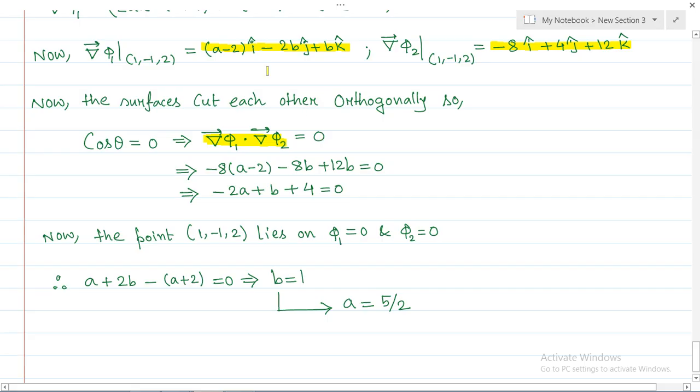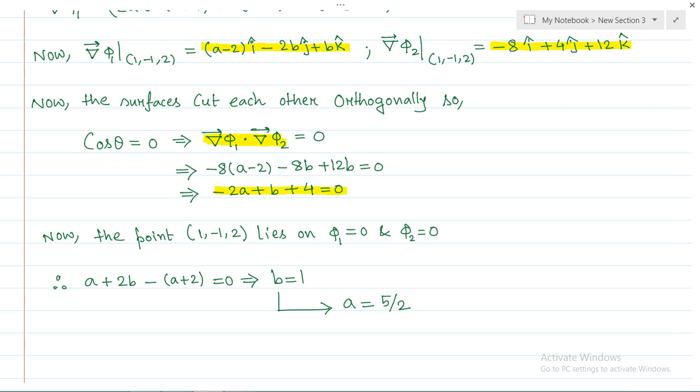So you just take the dot product of grad phi 1 and grad phi 2. The result is minus 2a plus b plus 4 equals 0. Now this is only one relation. How are we going to calculate the values of a and b from one relation? This is the trick of this problem.